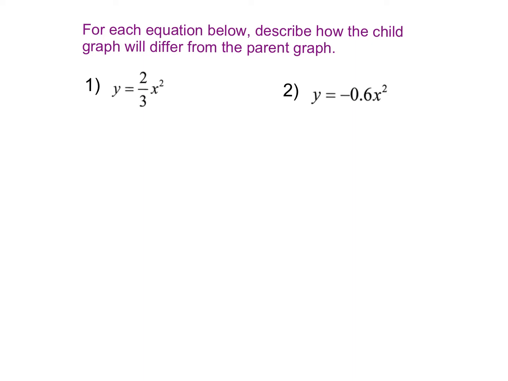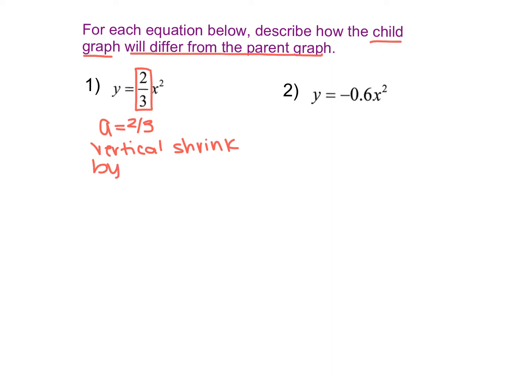So for each equation below, we're just going to make a prediction about how the child graph that we see will differ from the parent graph. So in this first one, I see that I have an A value that is equal to 2/3. Because A's distance from 0 is less than 1 unit away, I know that this is going to be a vertical shrink by a factor of 2/3. So it's going to be 2/3 as tall as the parent graph.